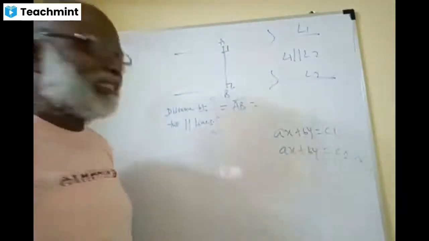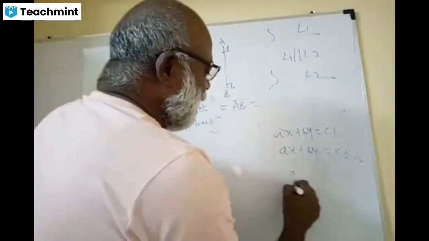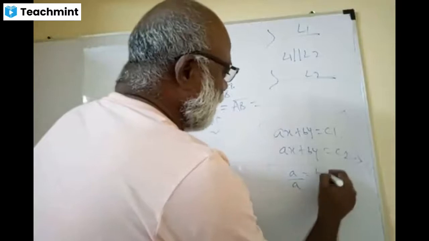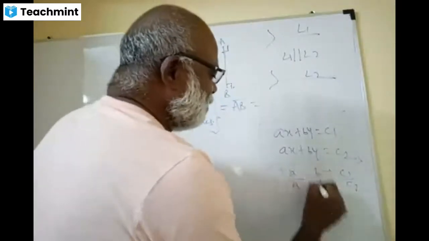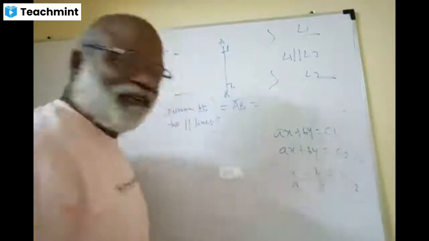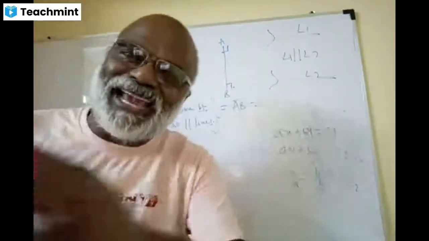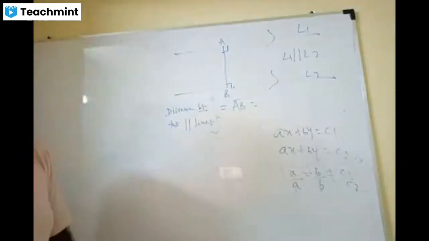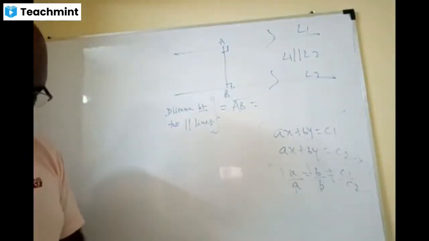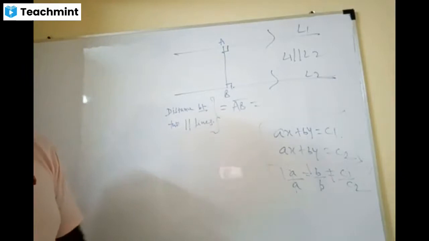Do you agree? Last year, in 10th standard, we studied a1 by a2 is equal to b1 by b2, which is not equal to c1 by c2. That's why they are parallel lines, called inconsistent. Do you remember, dears? Yes, sir. And how interesting it is now.